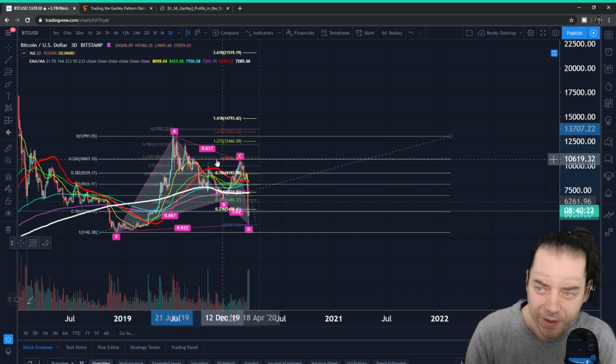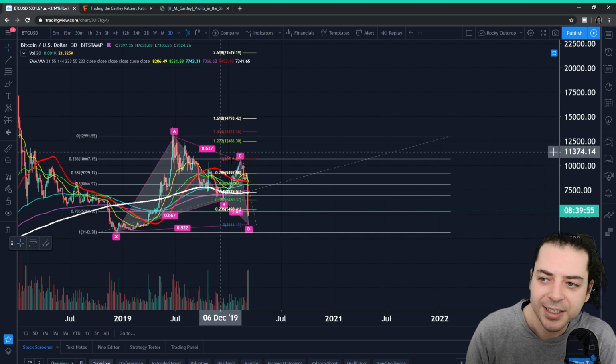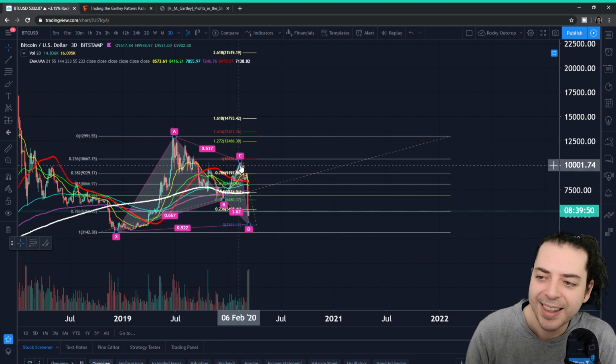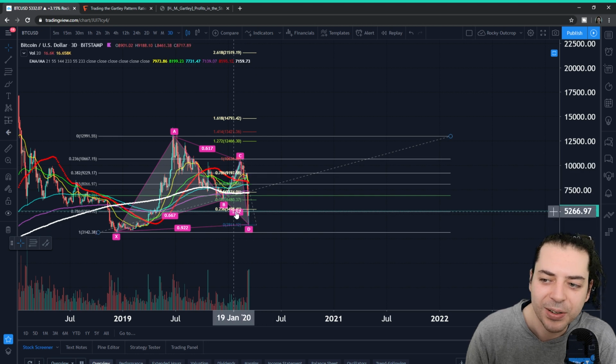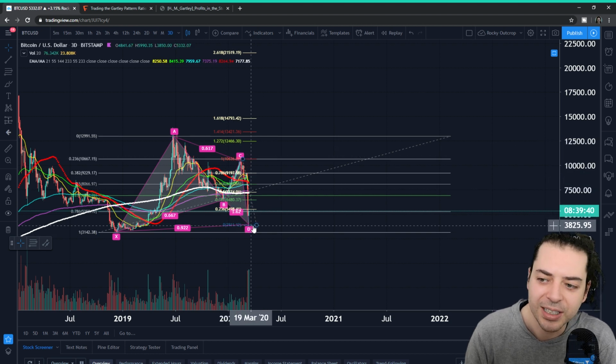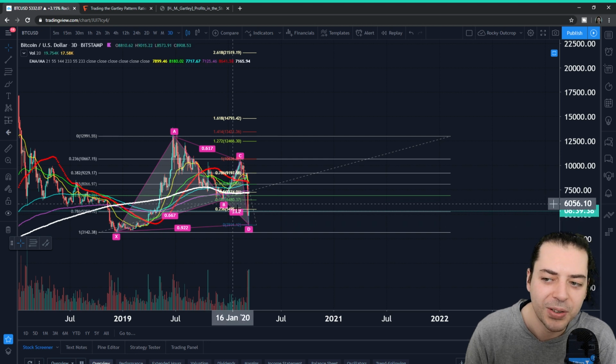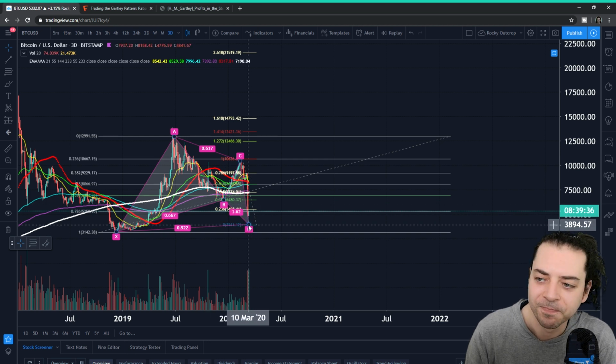And where did that go as far as? It went as far as the 618, as you can see here, denoted by this line, and then it came all the way down here to the 1618 extension. Fibonacci extension from this high to low move down here, as we saw in the trading recently when we looked at Bitfinex and stuff like that. We saw that it went down as far as the 1618. And that's where we ended up.